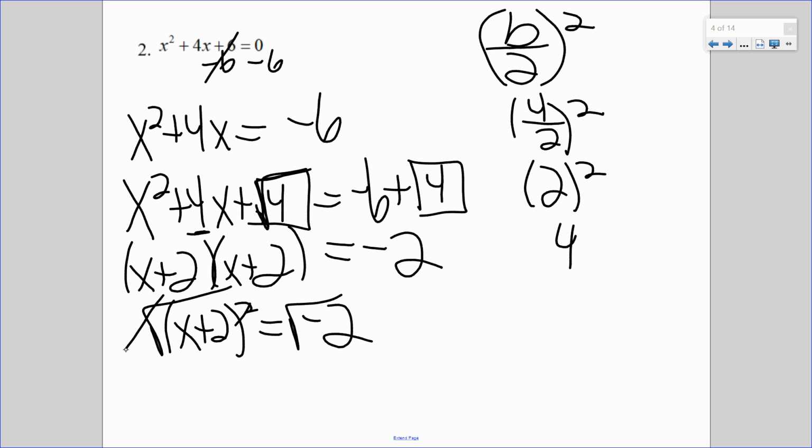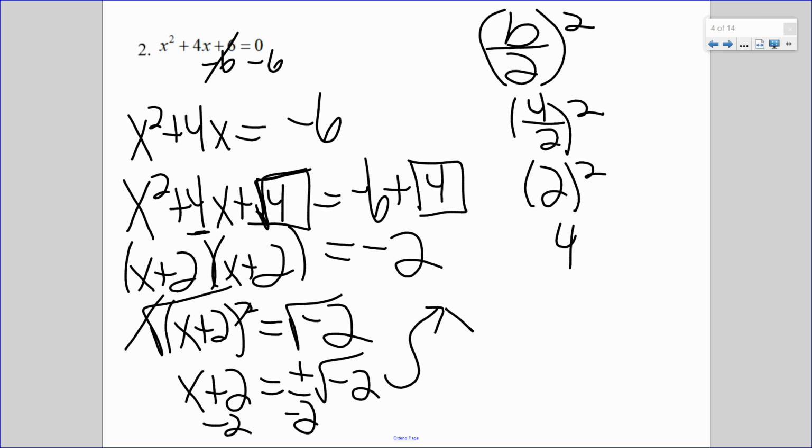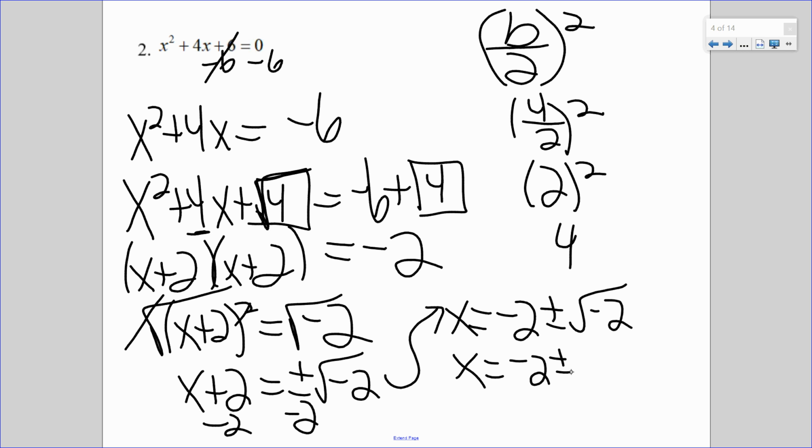The square and the radical cancel, and when you take the square root of something, it's plus or minus. Isolate the x by subtracting 2 from both sides. I get -2 plus or minus radical -2. The final step, if possible, is to reduce the radical. Well, I can't do much, but that negative inside the radical should not be inside the radical. It comes out, it becomes an i. That's your answer.